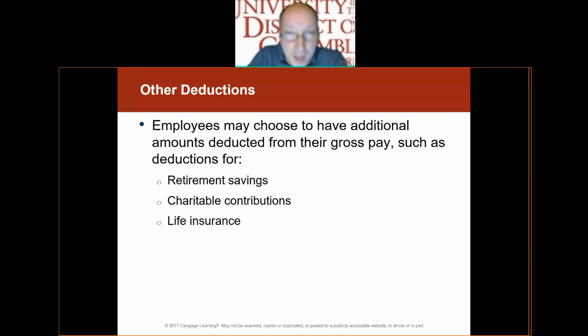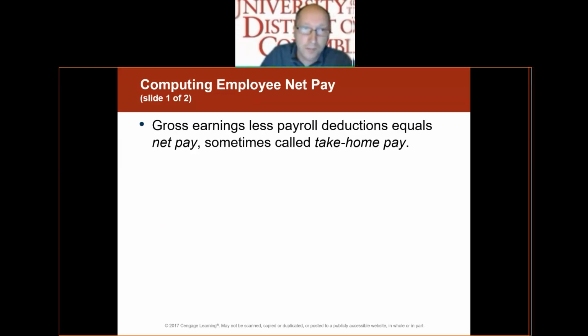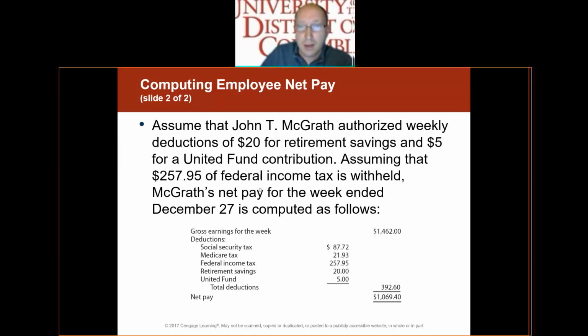Okay, so that's taxes. Now, as you know, a lot of times there's other deductions like retirement savings, charitable contributions, life insurance, child care. Some of you might have a transportation plan at work. All kinds of stuff, right? These are other deductions. Gross earnings minus the deductions equals net pay. We call that take-home pay.